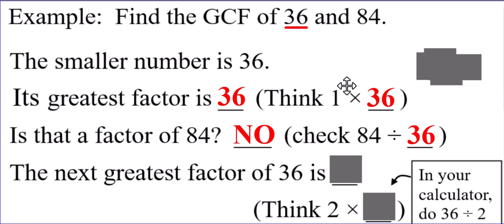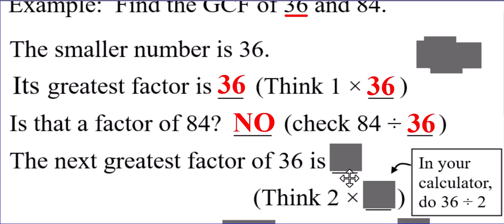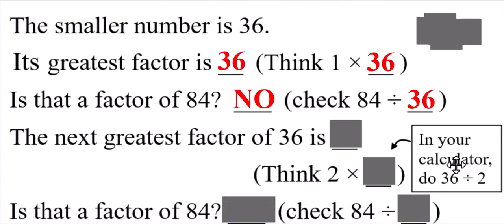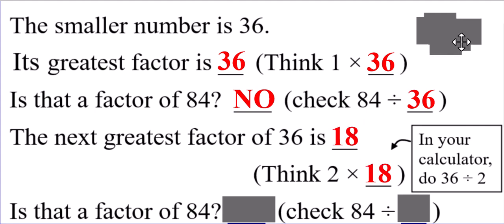So what do I do? I go back to the smaller number, and instead of thinking of its greatest factor, because we already tried that, it didn't work, we go to the next greatest factor. Now, how do I do that? Instead of thinking of 1 times 36, I'm going to think, well, could 2 times something give me 36? Well, in my calculator, I can take 36 divided by 2, which will give me 18. So 2 times 18 equals 36. This means 18 is the next greatest factor of 36.